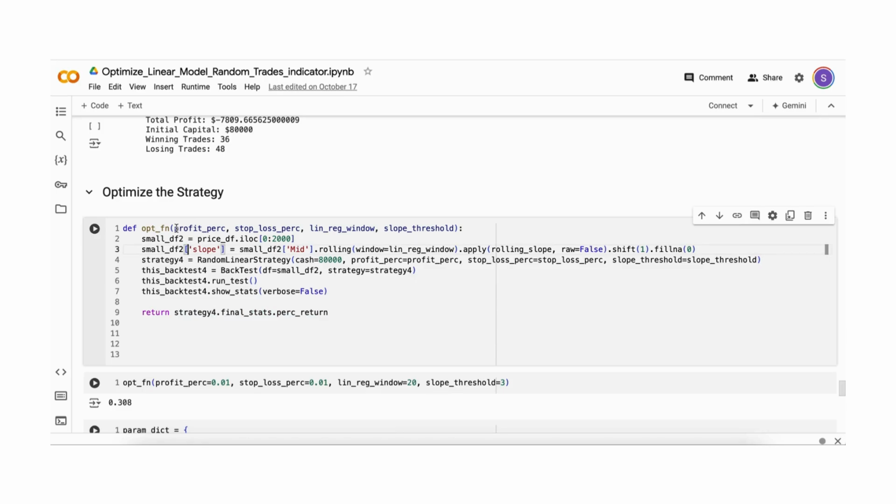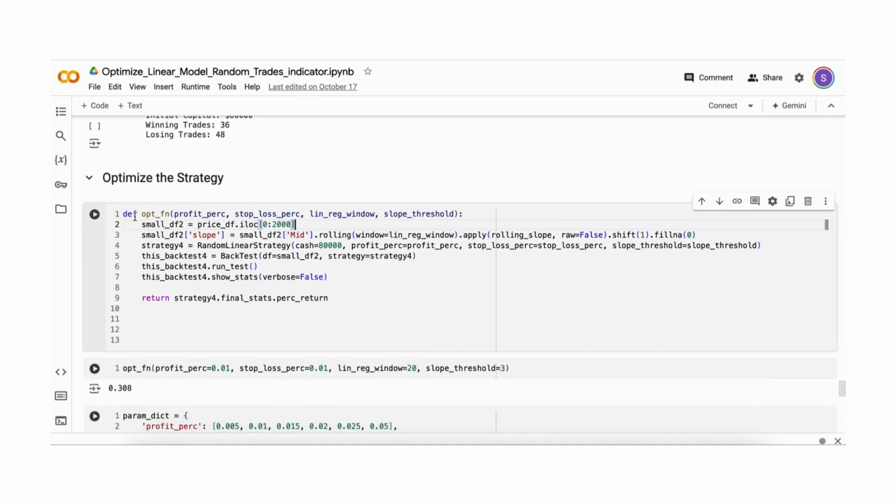In this case, the variables that we are going to optimize over are the profit percentage, which is the take profit percentage, the stop loss percentage, and the window over which we run the linear regression. This is the rolling data window, so the last n points that we consider for the linear regression, and the slope threshold. And this is the threshold above which we take the trade, and I'm going to show you the code for the rule for entering the trade in a little bit.